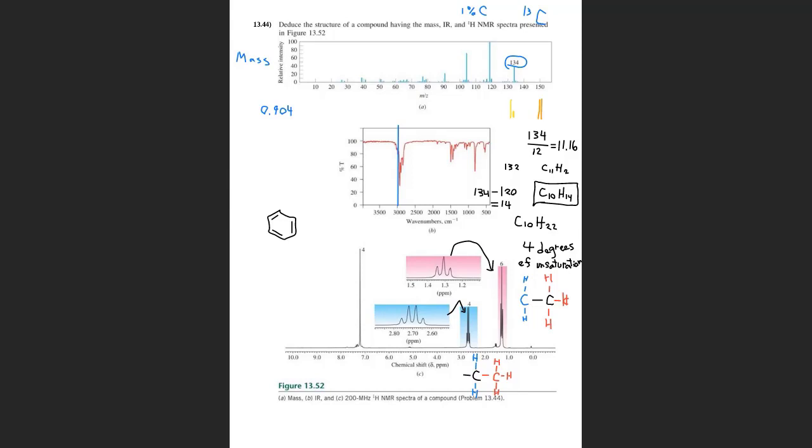Now I have one other piece of information here that makes it clear to me what I have. Because if I was just looking at the pieces here, I could say, okay, I have two ethyl groups, a CH2CH3 here, and I could have the 2 of them ortho to each other, meta to each other, or para to each other. How do I decide if it's ortho, meta, or para?